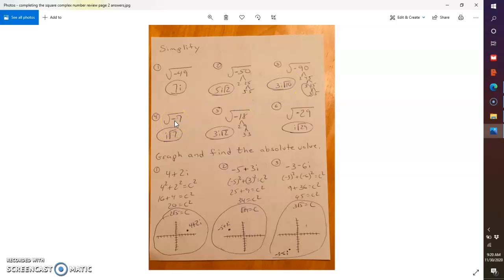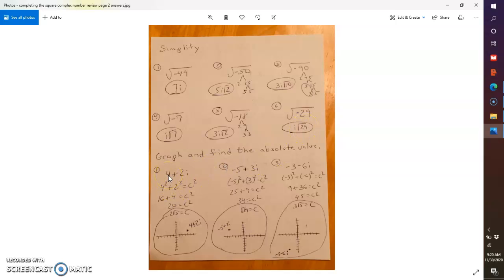When there's a negative in the radical and you can't simplify, you just pull the negative out, it becomes i root 7. Root negative 18, 2 and 9, 3 and 3, becomes 3i root 2. And then root negative 29 becomes i root 29.